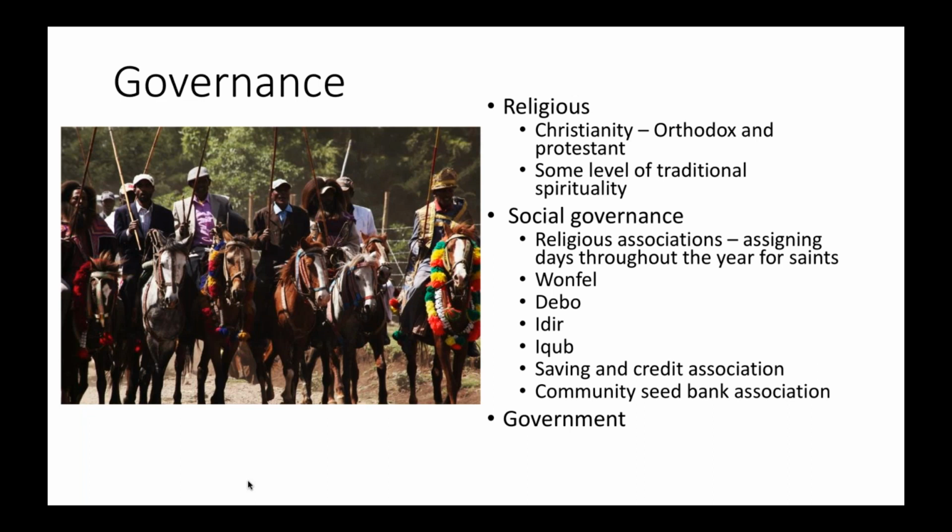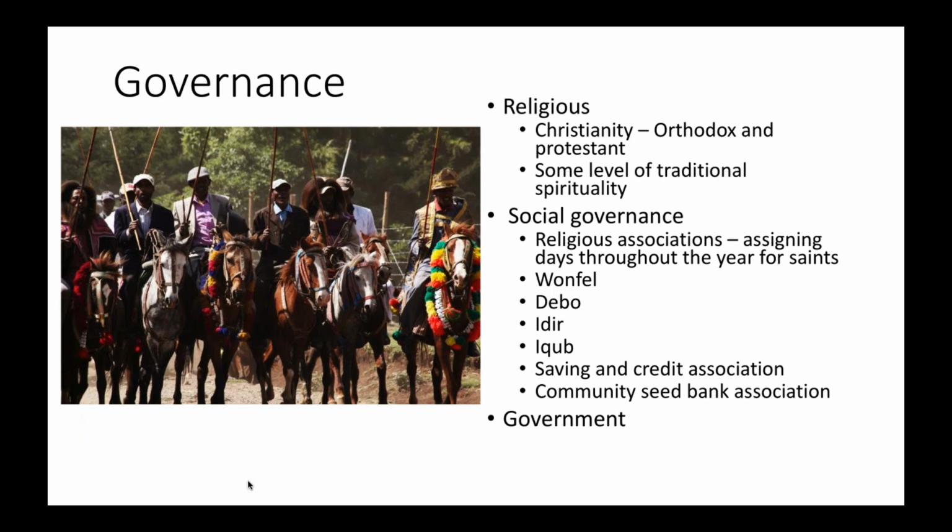But there is some level of traditional spirituality, though that is reducing a lot. In terms of social governance, there are religious associations in Ethiopia, and each day is assigned to a saint. On some of these days, the local community do not work, but they come together every month at a household level, and that is their way of governance. The Wamfal and Dabo are traditional governance structures around helping each other with work, mostly during harvest time. So they come through these structures to help each other.